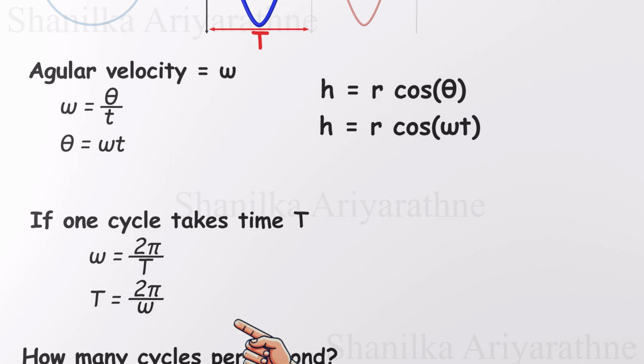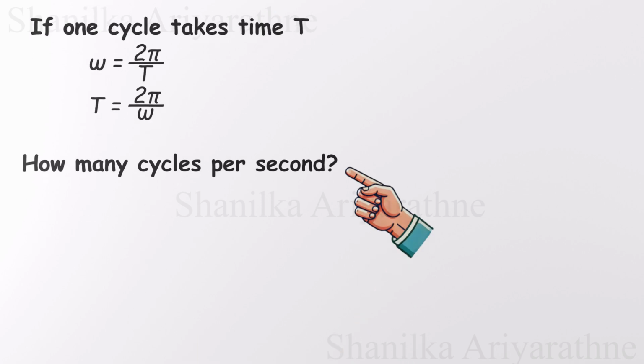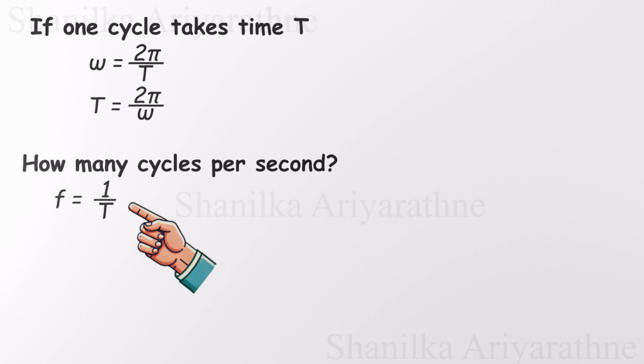Now let's ask a simple question. How many cycles does the particle complete in 1 second? That depends on how long one cycle takes, which we just called the period, T. The number of cycles per second is known as the frequency, labeled f. And since frequency is just the reciprocal of the period, we get f equals 1 over T.